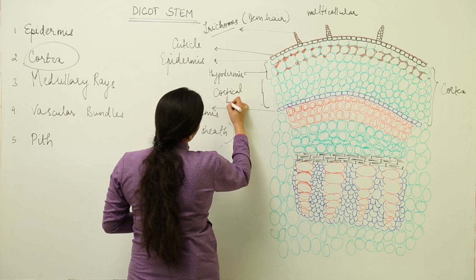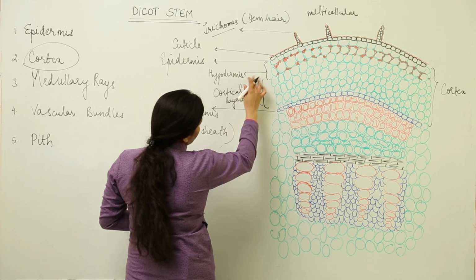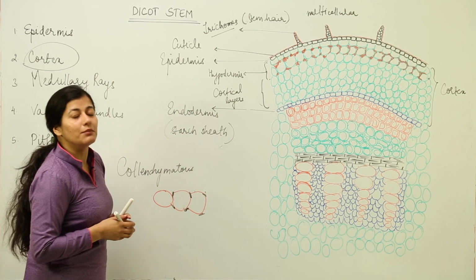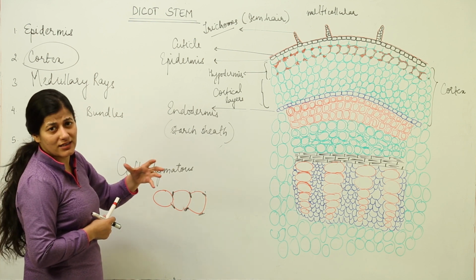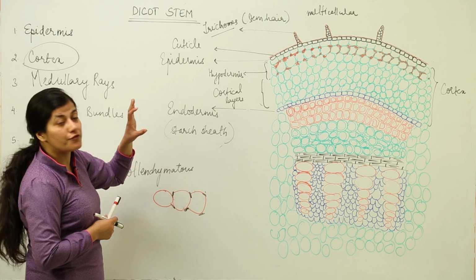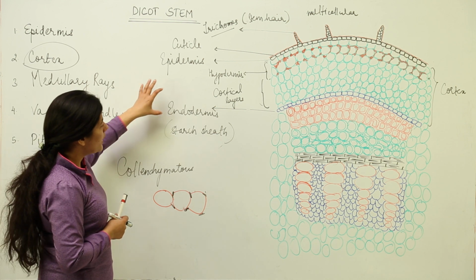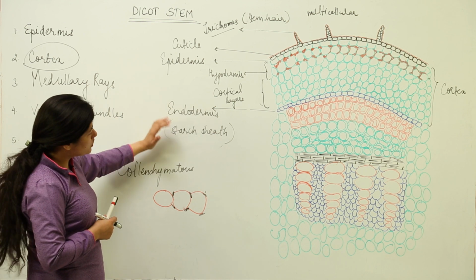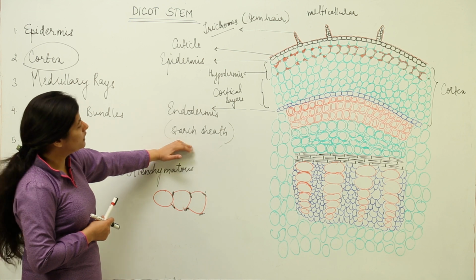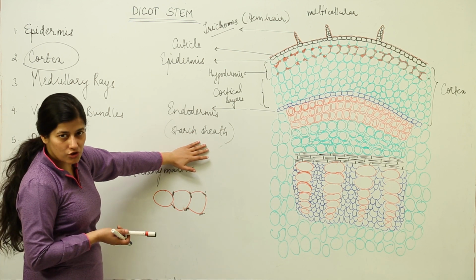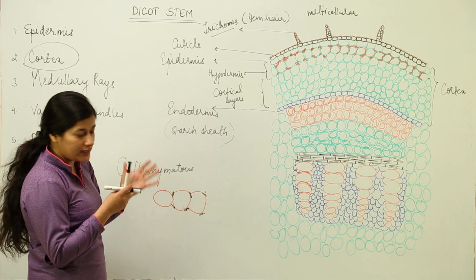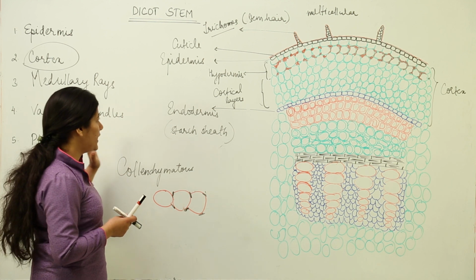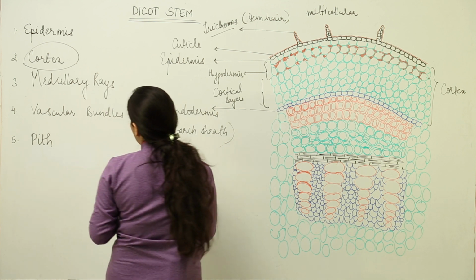Now, in the cortical layers, you have to remember that the cells are parenchymatous and they may have oil ducts which are responsible for releasing oil, and at the same time they are responsible for performing photosynthesis as well. The last layer is the endodermis, which is also known as starch sheath, rich in starch. Do remember the cells are barrel shaped and tightly packed, and this forms the endodermis. Now, till here we are done.